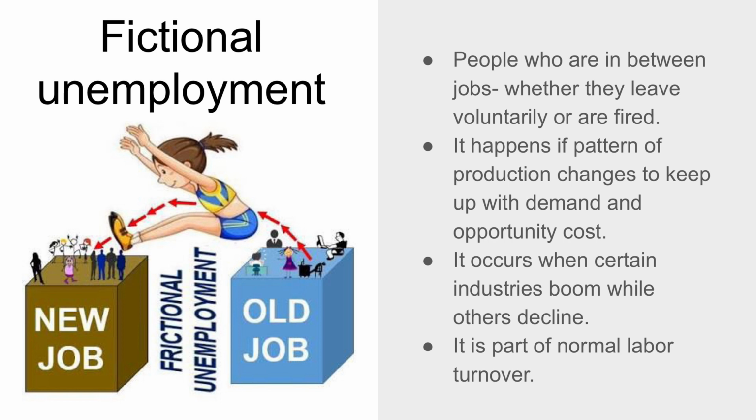Also, frictional unemployment is a natural event as labor dynamics change, which explains why it is impossible to have zero unemployment. Because the economy will always change, people leave their jobs for personal reasons, or people return to the workforce, or people enter the job market.